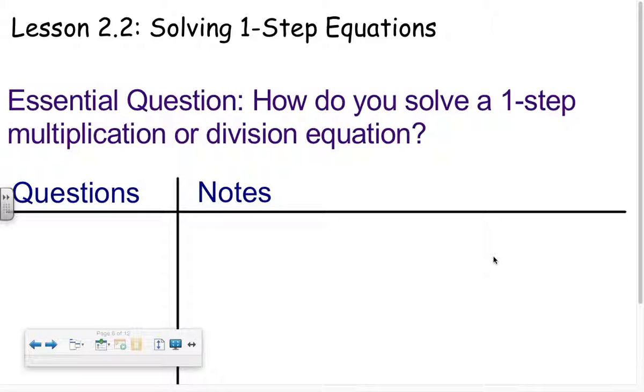Lesson 2-2, solving one-step equations. Essential question: How do you solve a one-step multiplication or division equation?